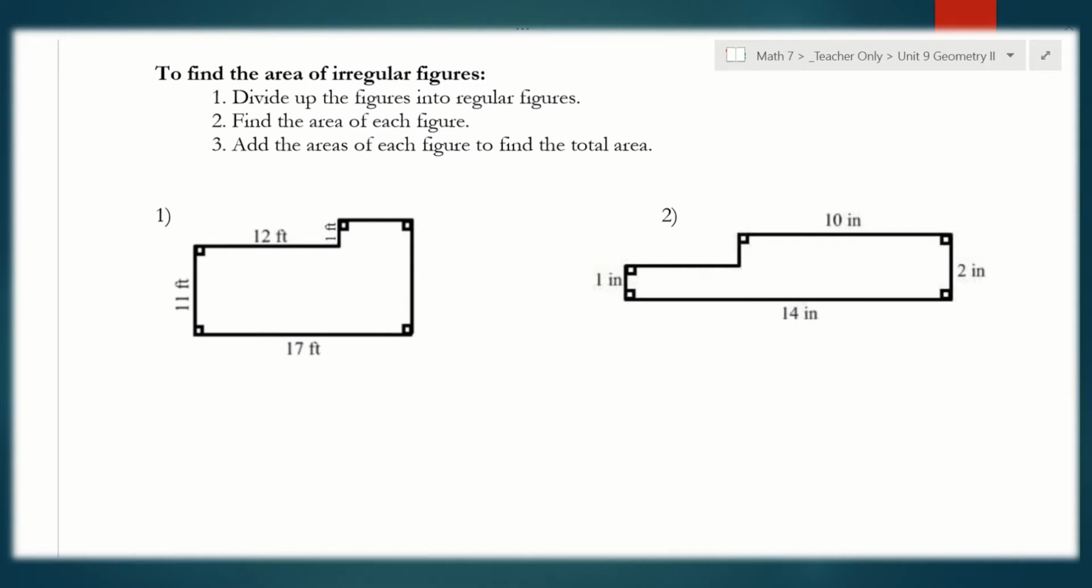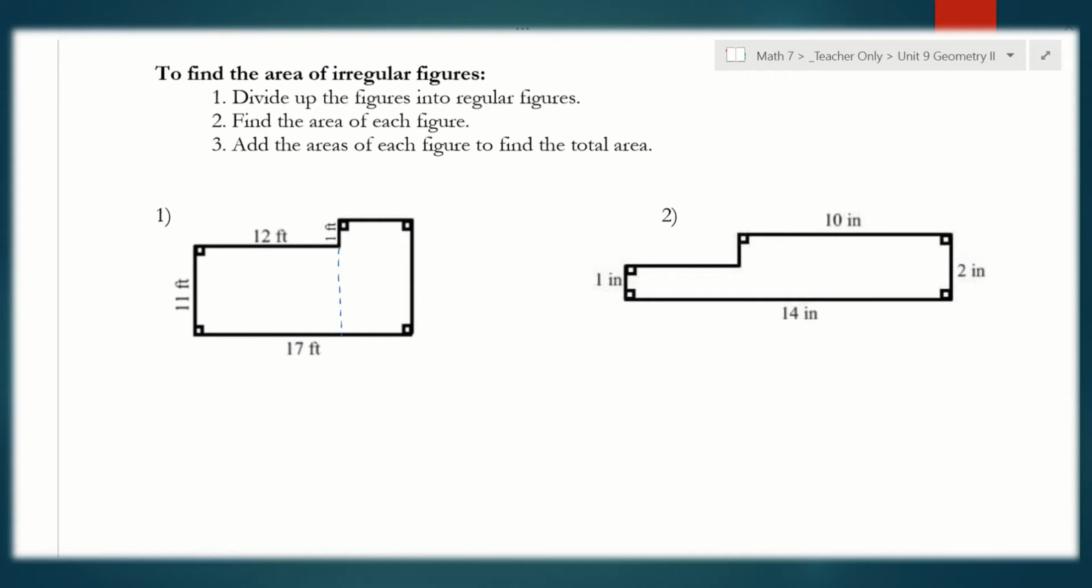Okay, so in number one, I might take this shape and split it up so that it's actually two rectangles that I have to find the area of. And then I can take those two areas and add them together to get the total area. The trickiest part about this is going to be finding the sides that you don't know the length of. There are some missing sides here that we have to figure out.